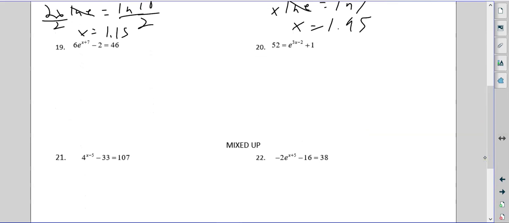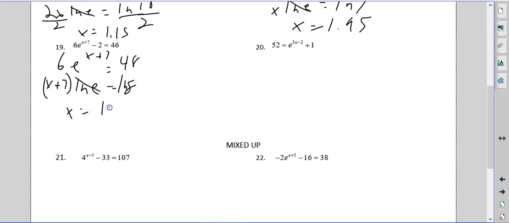All right, 19, get rid of the 2, then get rid of the 6. And in the end, we're going to have to get rid of the 7. So first off, 6e to the x plus 7 equals 48. There's not a lot of room here. I'm not going to show divide by 6. You should know that by now. So that's going to give me the x plus 7 in parentheses in front of the ln e, which goes away, equal to 48 divided by 6, which is 8. And then we're going to, oh, sorry, my bad, ln 8. Forgot to ln it. And then I'm going to say x equals ln of 8 minus 7. And that's negative 4.92.